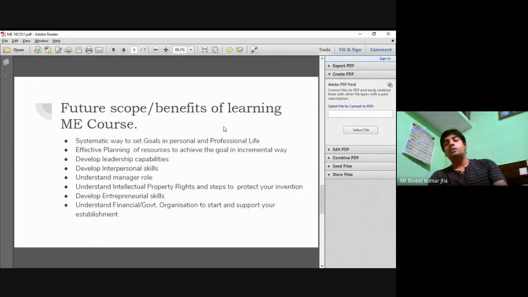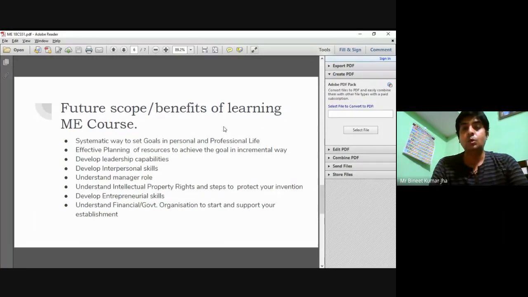Okay, so finally, you have learned about the various objectives and goals. So what is the ultimate benefit of learning this course? What exactly will you get from this, and how can you utilize this course in your future? The first thing is, it will help you in a systematic way. It will help you to set the goals in your personal and professional life.